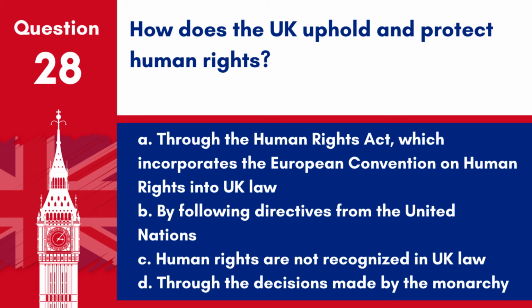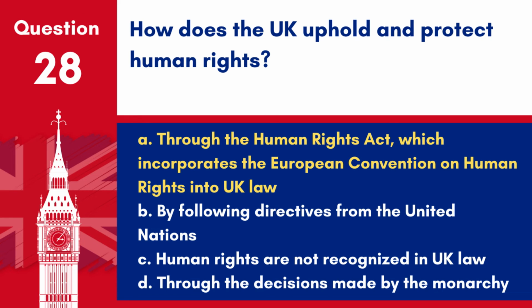A. Through the Human Rights Act, which incorporates the European Convention on Human Rights into UK law. B. By following directives from the United Nations. C. Human rights are not recognised in UK law. D. Through the decisions made by the monarchy.